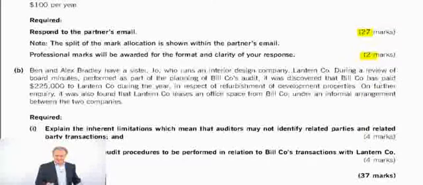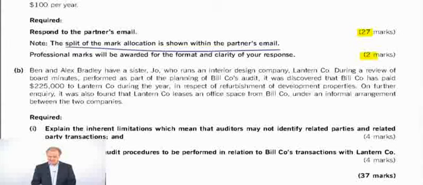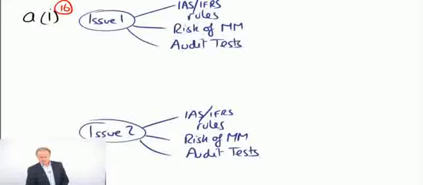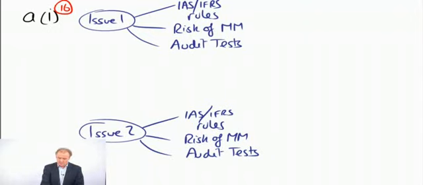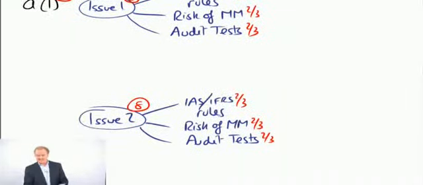It said in the main requirement at the end, the split is shown within the partner's email, which it is. It doesn't tell us how the marks split between the 2 issues, or between the three separate things we have to do for each of those two issues. So I think we have to assume that that's worth 8 and that's worth 8, which means when you think about it, there's only about 2 to 3 marks for each of these things. And it's worth us noting that because especially for the audit tests, we need to know how many tests we're meant to come up with.